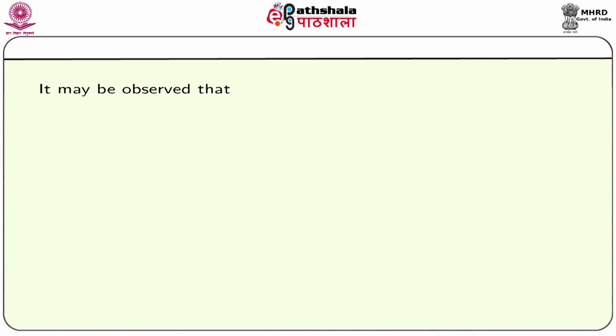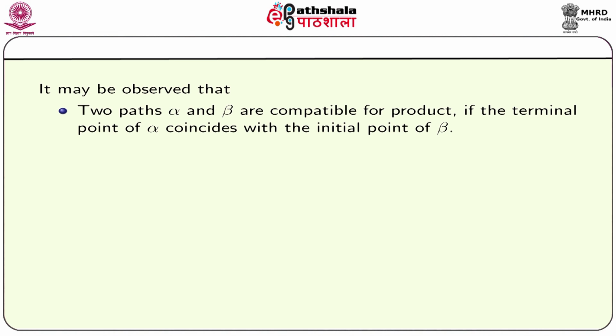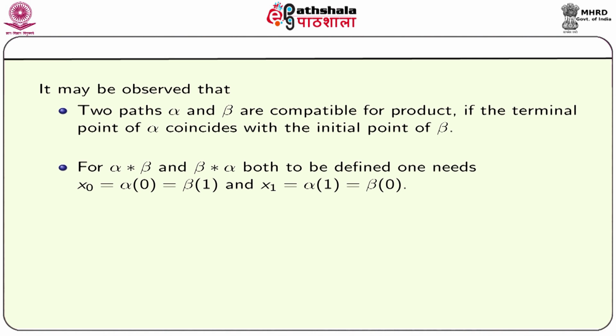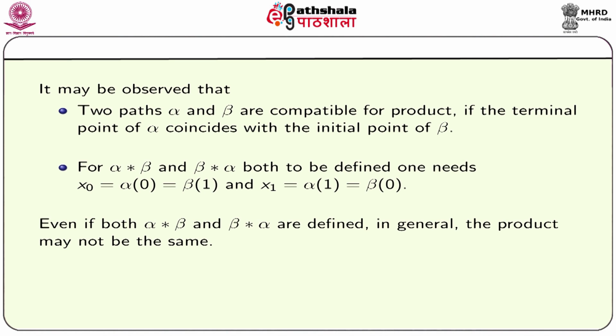It may be observed that two paths alpha and beta are compatible for product if the terminal point of alpha coincides with the initial point of beta. For alpha star beta and beta star alpha both to be defined, one needs alpha(0) equal to x0 and that should coincide with beta(1), and x1 should be equal to alpha(1) and that should coincide with beta(0). Even if both alpha star beta and beta star alpha are defined, in general the product may not be the same.